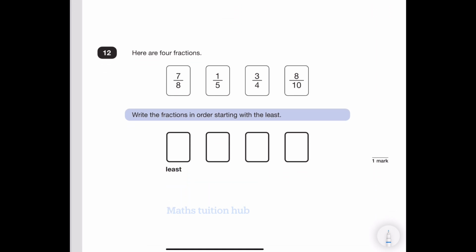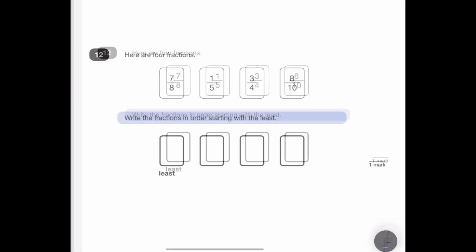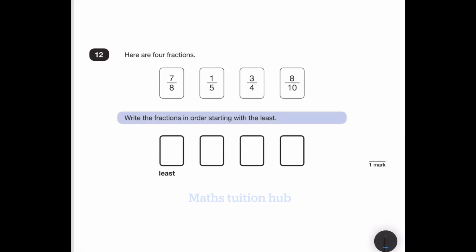Okay, here are 4 fractions. Write the fractions in order starting with the least. So the least one is first. All the denominators are different, so write all the denominators and pick the common multiple between all of these. Between 8, 5, 4 and 10, the common multiple is 40. So convert each fraction into an equivalent fraction with 40 in the denominator.